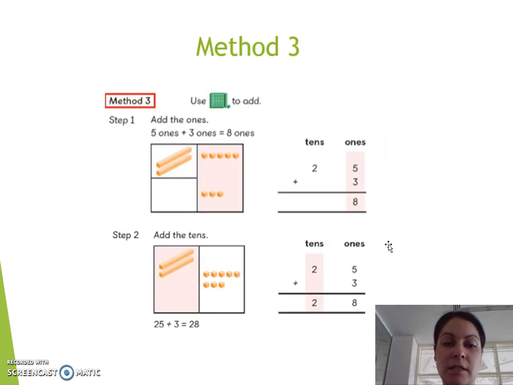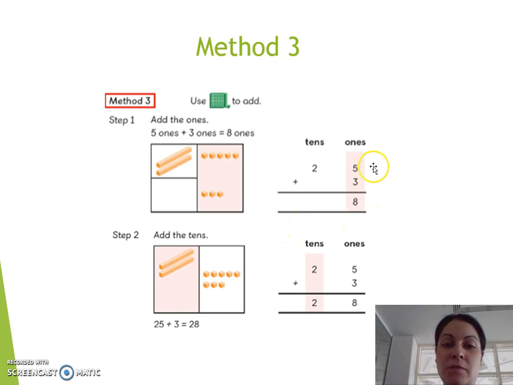The next method that we are going to use is using our dienes to help us add. So they are just going to be adding the ones first. In the last slide, they started by adding the tens, so method 3 is just starting to add the ones. So I have laid it out here, as you can see, in the column method. We'll be showing the children how to do this also.